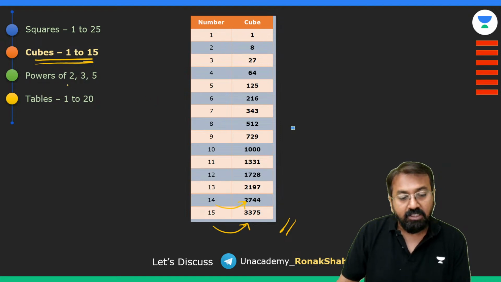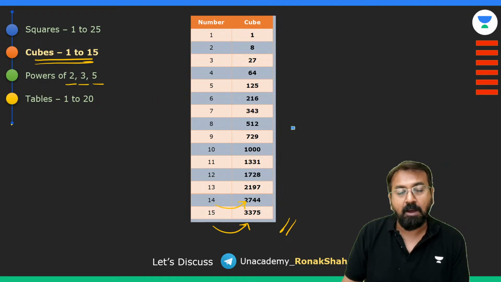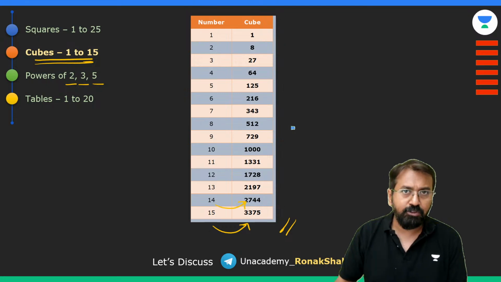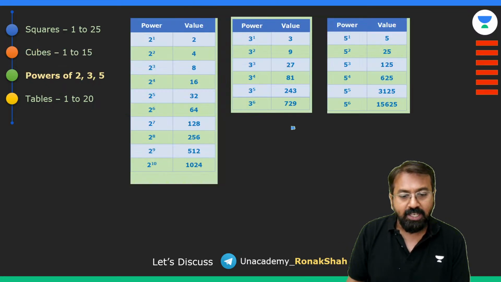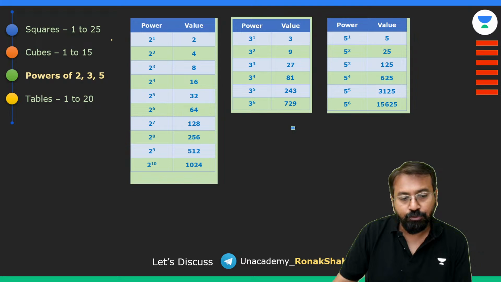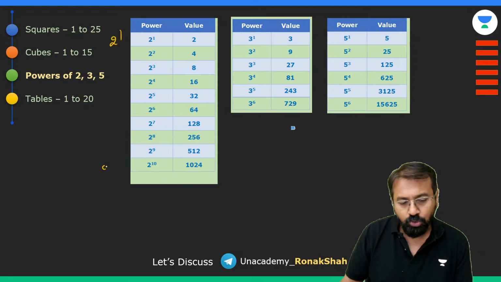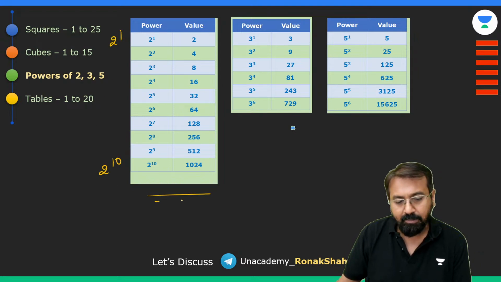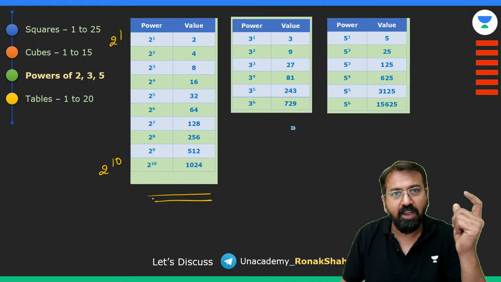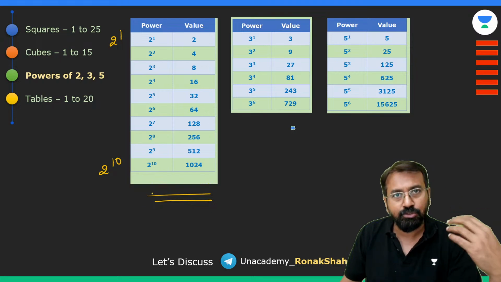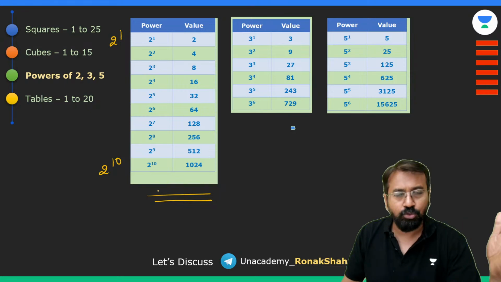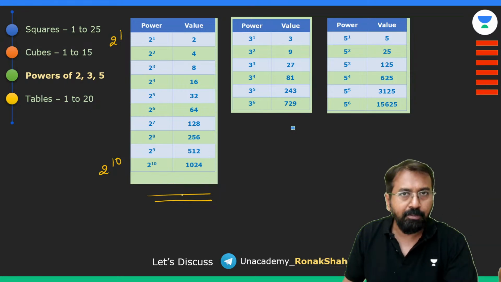Okay. Now you also need to remember the powers of 2, 3 and 5. Now which powers do I need to remember? So guys, you need to remember powers of 2 from 2 raised to 1 to 2 raised to 10. Please remember these values. For example, 2 raised to 9 is 512, 2 raised to 8 is 256, 2 raised to 7 is 128, and so on and so forth. 2 raised to 4 is 16. So you need to remember this.